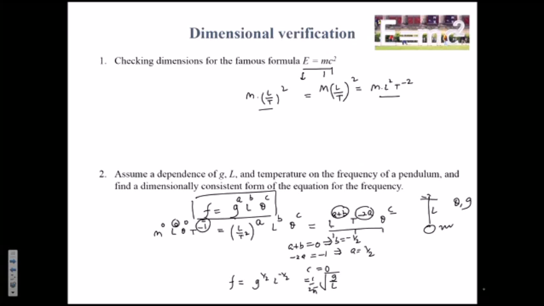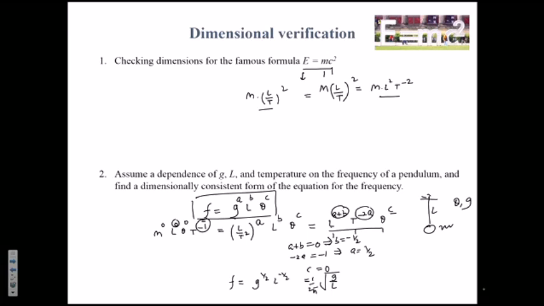So if you increase the length of the pendulum to, let's say, 4 times, then your new frequency would be half of the original frequency, right? If you did this experiment on another planet where the gravitational acceleration was maybe, I don't know, 16 times the gravitational acceleration of Earth, the frequency would become 4 times.